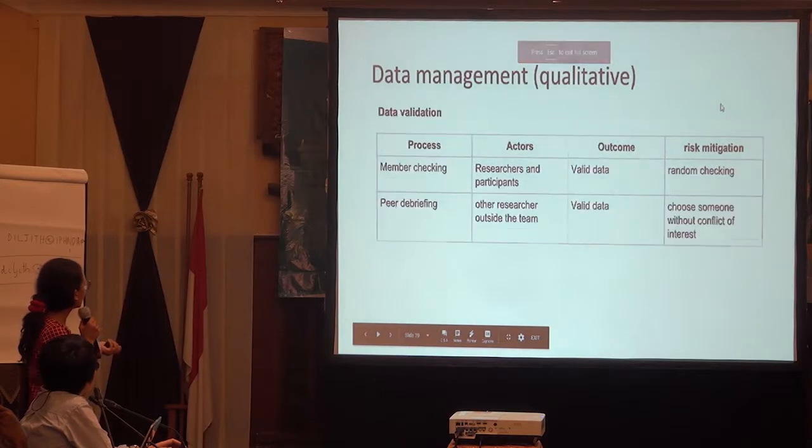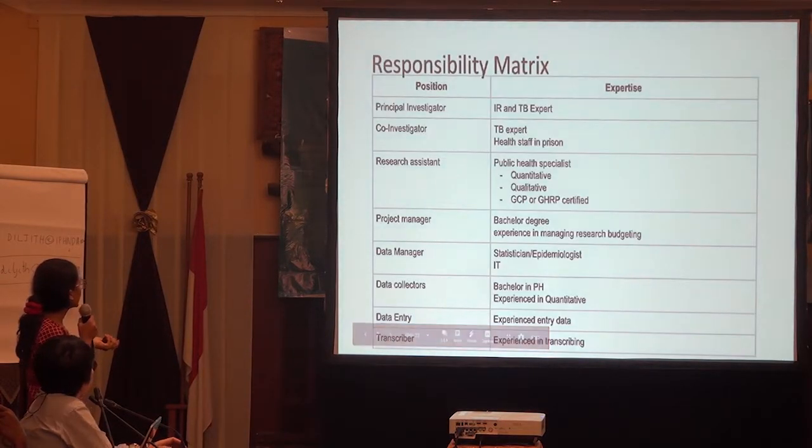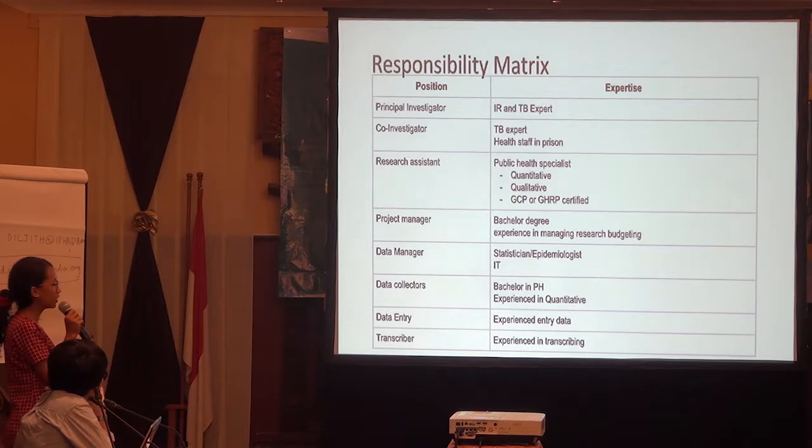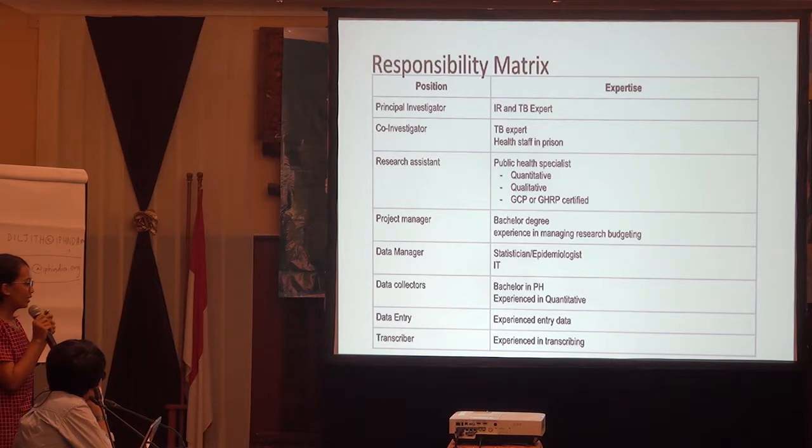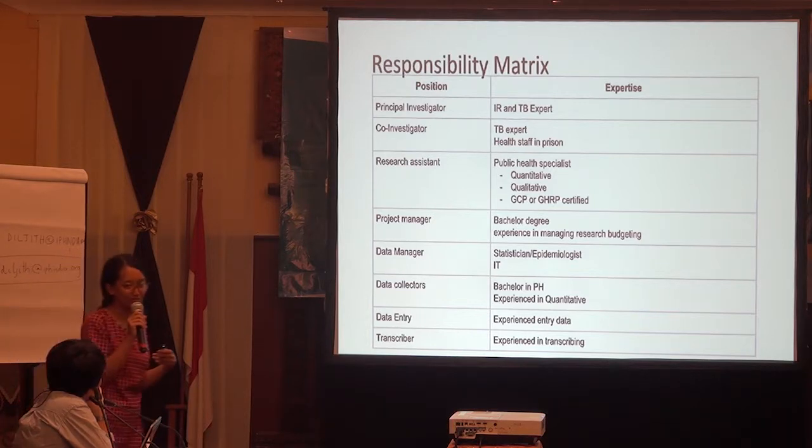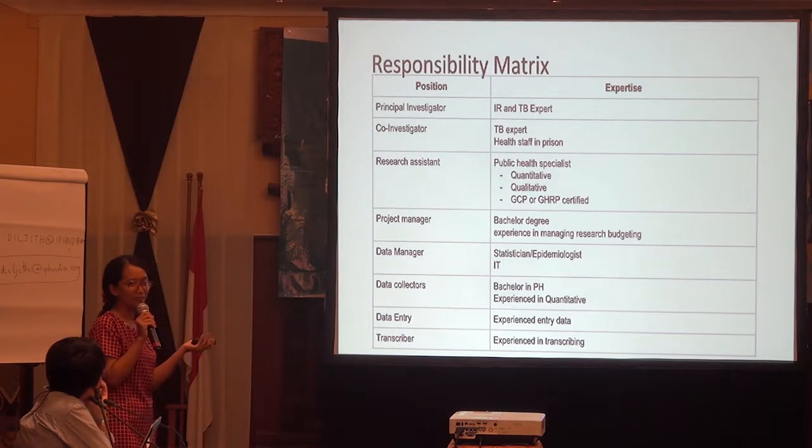We already presented this before. This is the responsibility matrix. We didn't put the tasks in our responsibility matrix because we already put them in our Gantt chart. Every position has its own job and tasks, but we put the criteria of expertise in our responsibility matrix. The principal investigator needs to be an IR and TB expert because we are focusing on the feasibility.